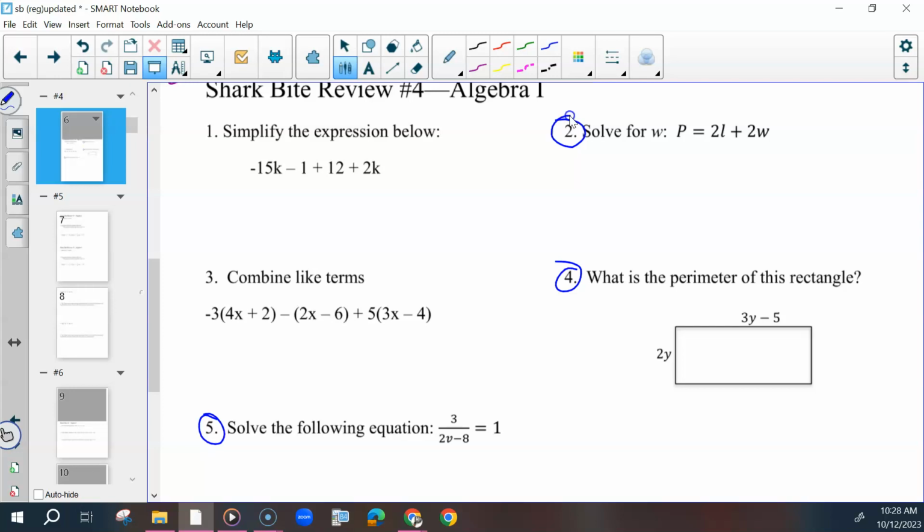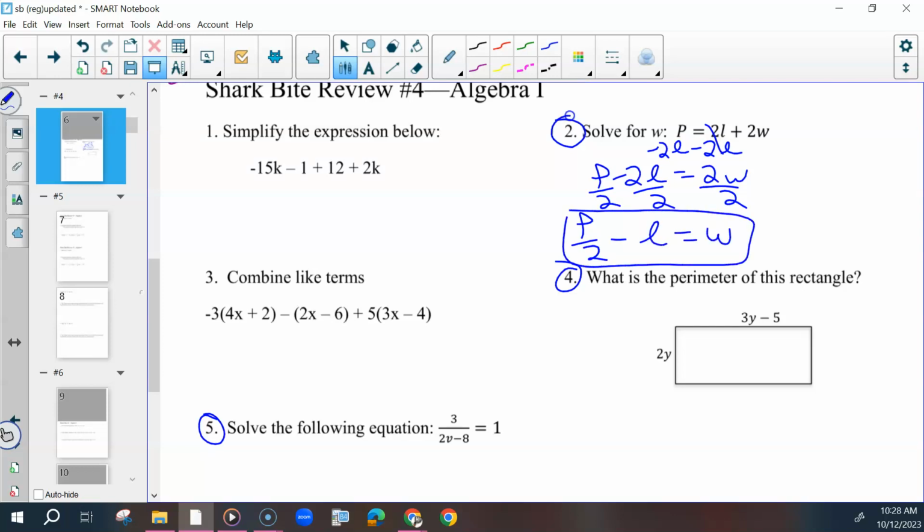Alright, number 2, if we are solving for W, there's a couple different ways you could do this. One was subtract 2L on both sides. So we have P minus 2L equals 2W. And then because these 2's were simplified, divide everything separately by 2. You get P over 2 minus L equals W. What you could have also done is divided everything by 2 first, then subtracted L. You would have got the same answer. So either or. Questions on that one?